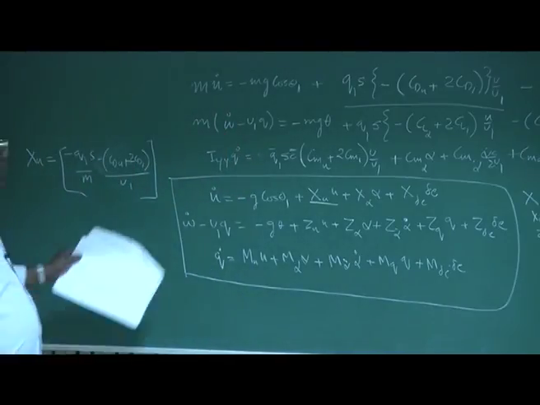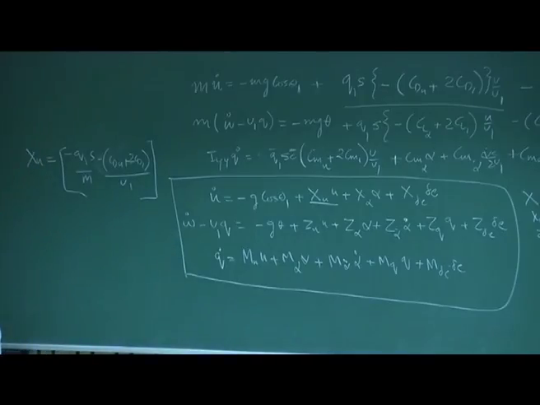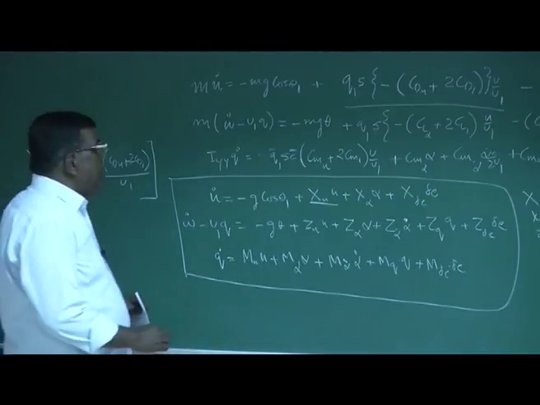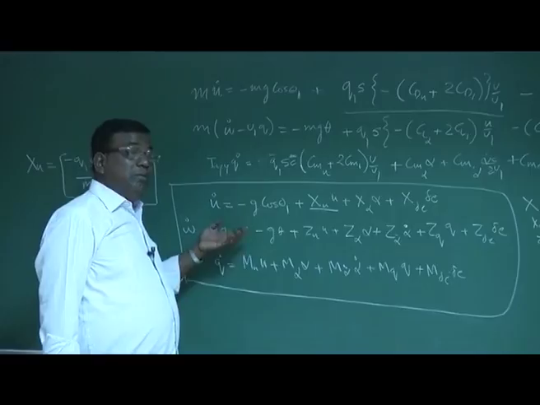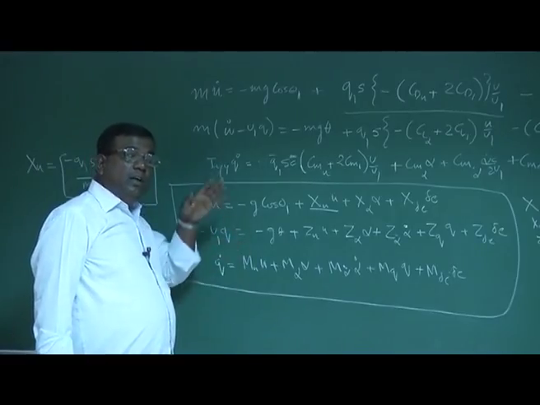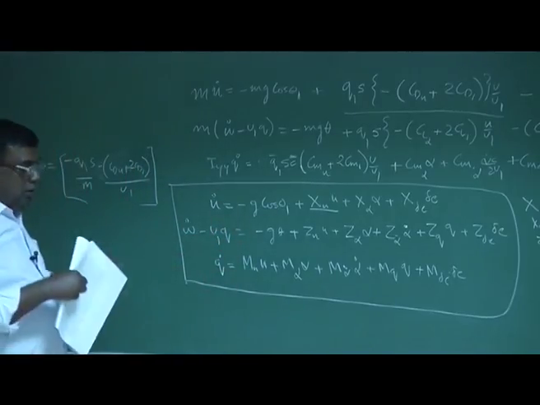Okay, let's come back here. These are the three perturbed equations of motion. So what to do next? What is our aim? Our aim is to solve these equations and try to find out the stability characteristics of the system in longitudinal mode. Okay, so we'll do that.